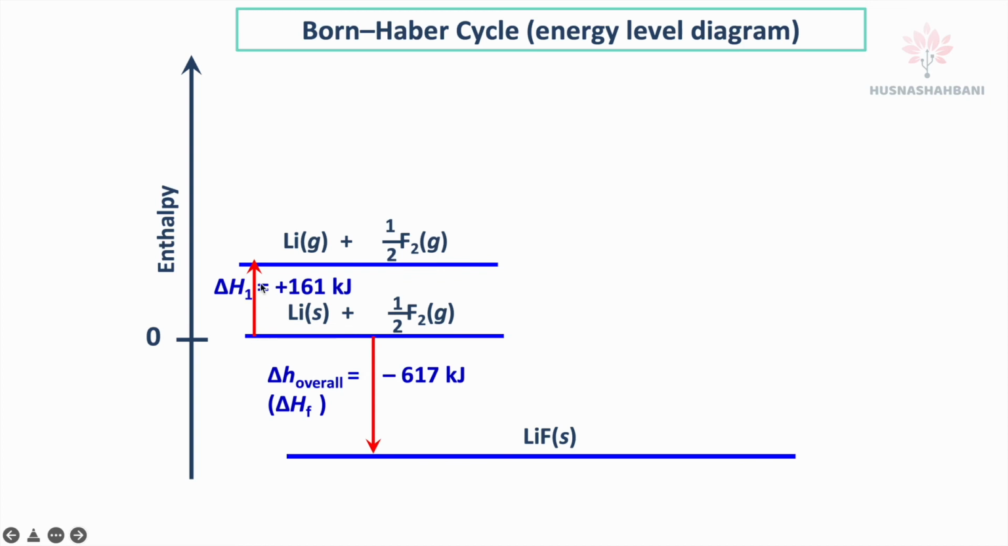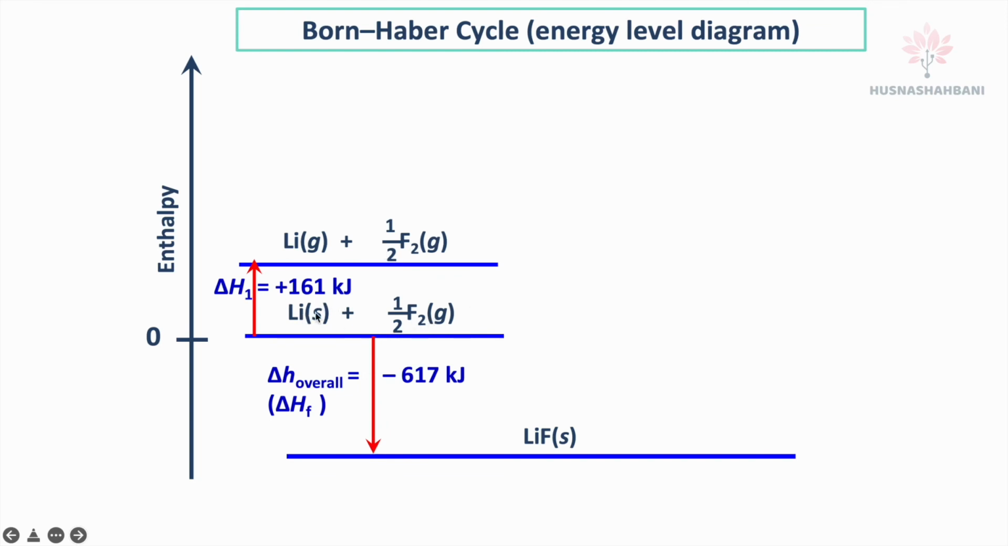That's why the arrow is pointing upward. The arrow direction depends on the sign of the value. If it is positive, the arrow points upward. If it is negative, the arrow points downwards. So here the arrow is pointing upward because it is positive, meaning endothermic. Endothermic means it gains energy, it requires energy, it accepts energy. So when the reactant accepts energy, the product energy will be more than the reactant energy. That's why the product energy is higher than the reactant energy.